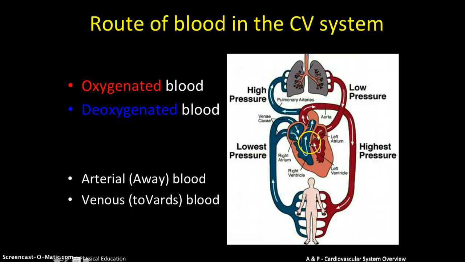Again, typically arteries carry oxygenated blood. However, there is an exception. The pulmonary artery, which carries blood from the right ventricle up to the lungs, actually, as you can see by this colour, carries deoxygenated blood. So there is one exception to that. I remember it: arteries, or arterial blood, carry blood away from the heart. So arteries carry blood away, and veins carry blood towards the heart.